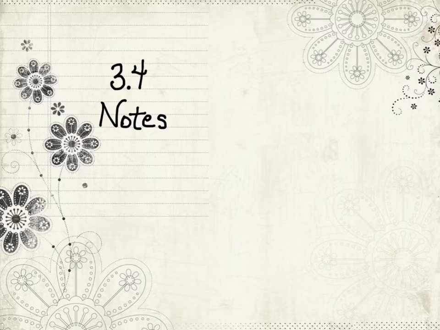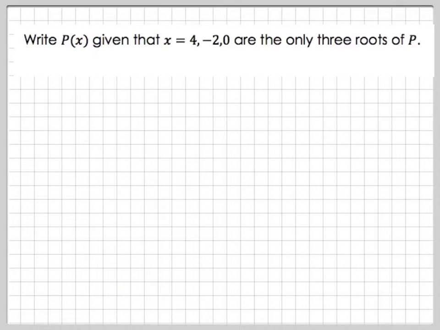All right, listen, we need to talk about these 3.4 notes because you need to take a quiz today, and some of the information on these notes is going to be on your quiz. So hopefully it'll make a little bit of sense. Let's get started. This is the white sheet of paper you were given on Friday, and here's the question: write a function given that you know the zeros are x equals 4, negative 2, and 0.